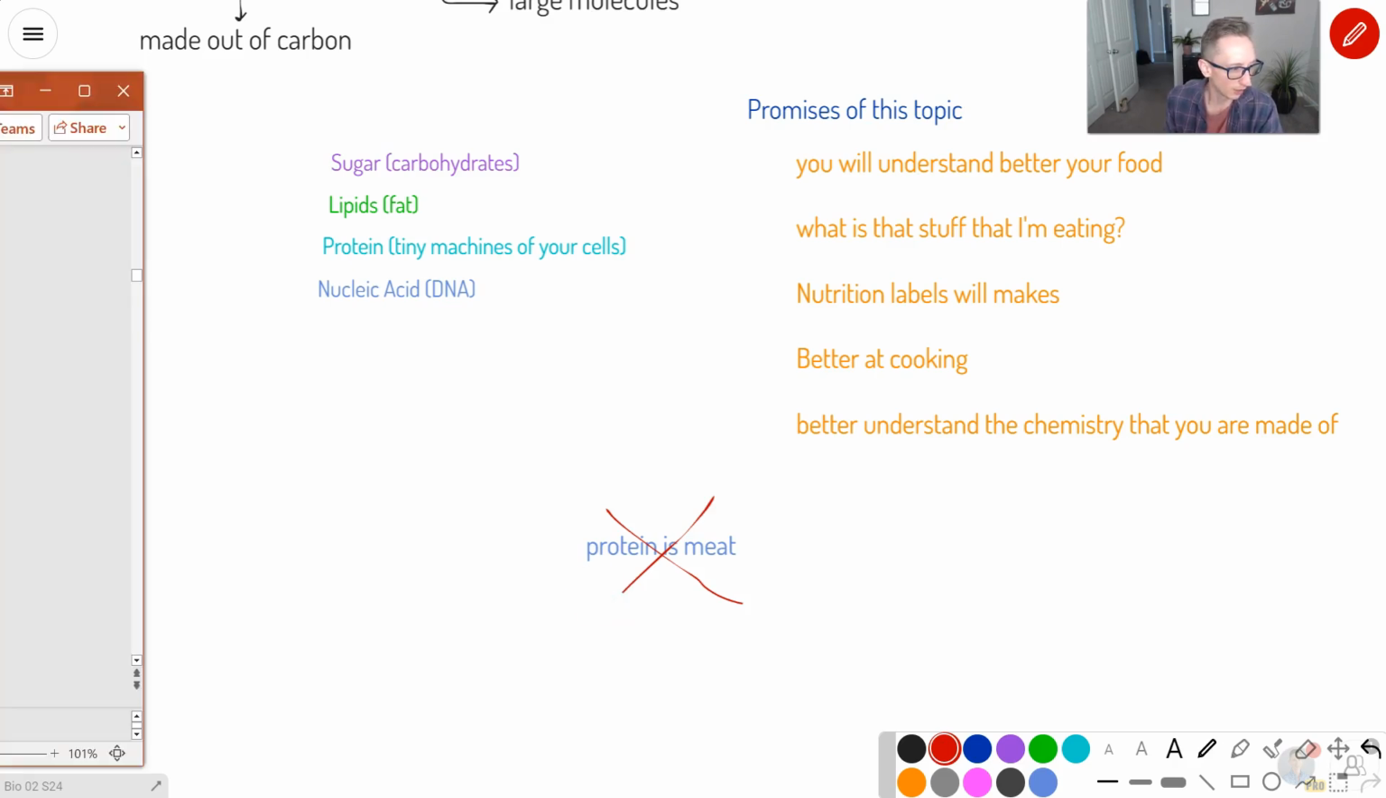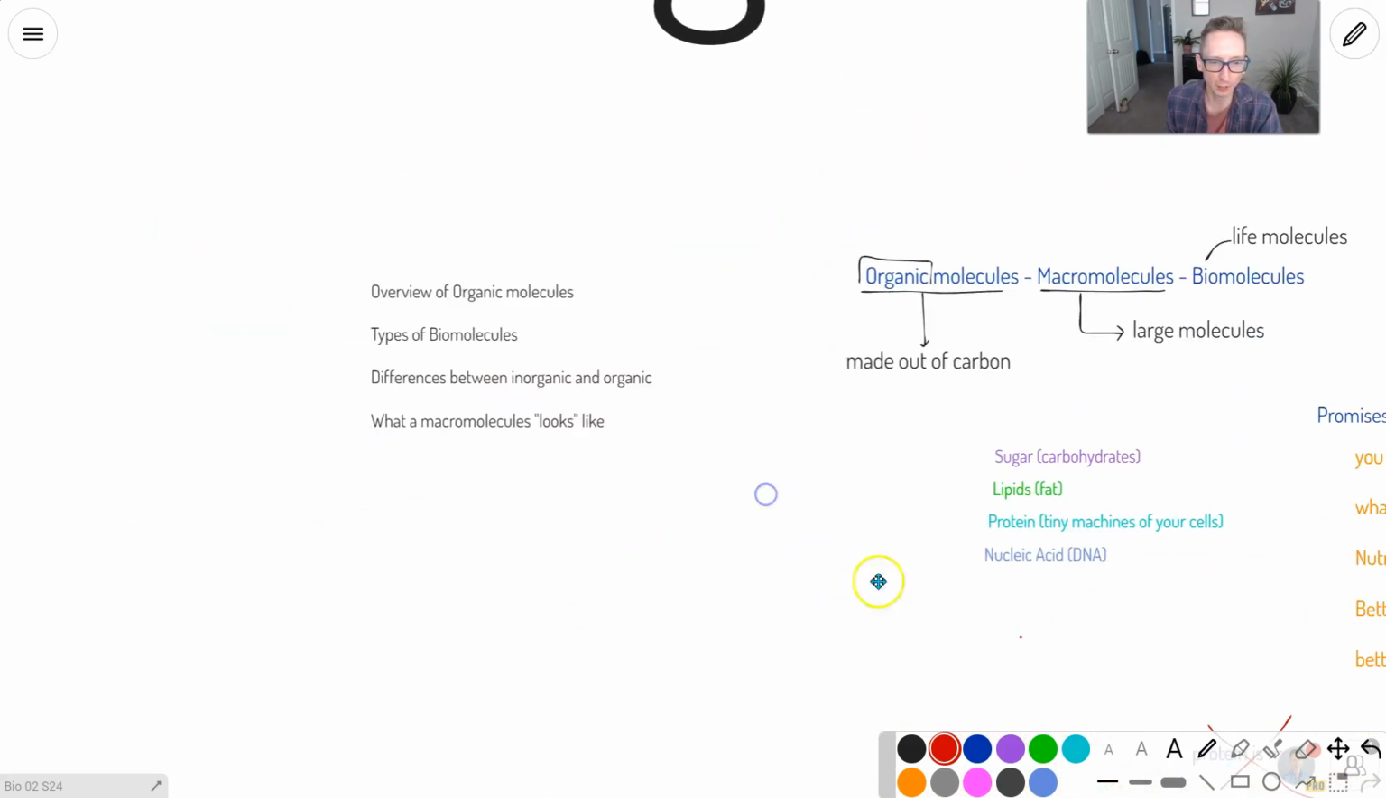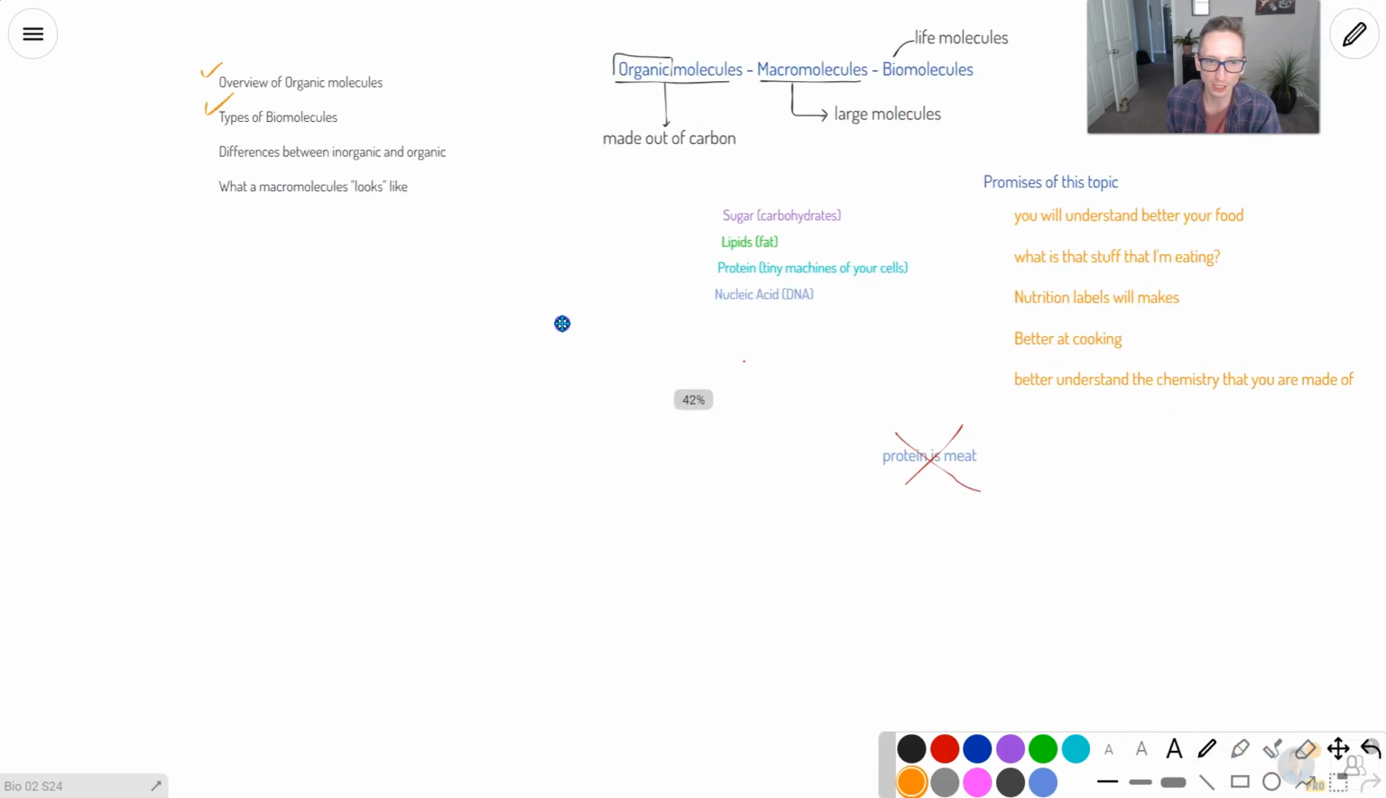Okay, so let's dig into organic molecules on a very broad scale here. Let's check my list. How are we doing? Overview of organic molecules, types of organic molecules. Look at that, we're already crushing this. Okay, so differences between inorganic and organic. Let's just make two little lists. We'll make inorganic in blue, and organic in green, because life is green. Plants are at least green. All right, so what are some properties here?